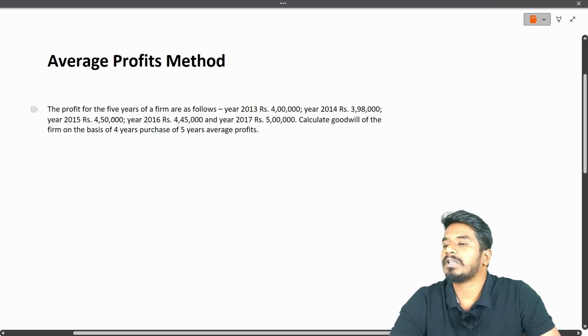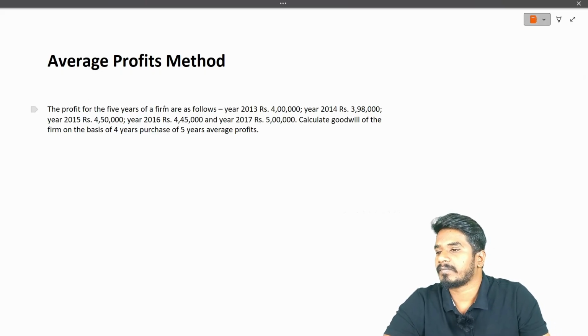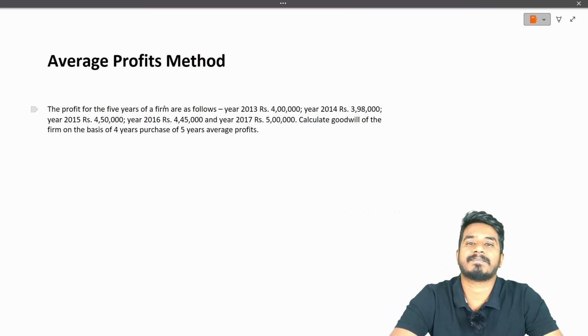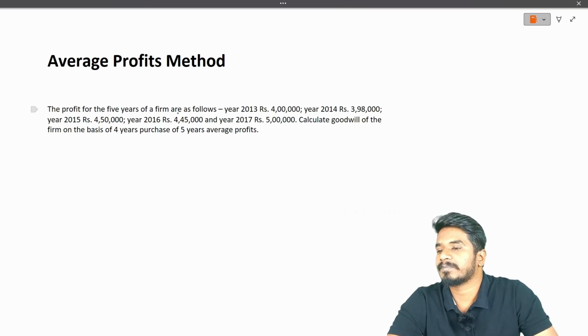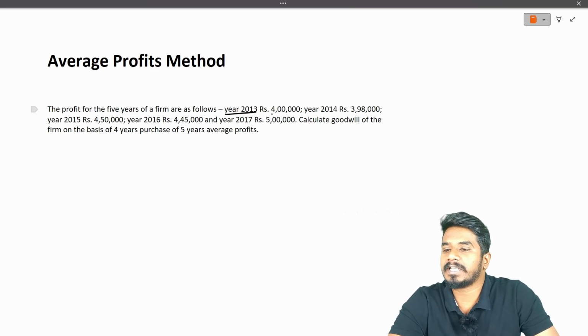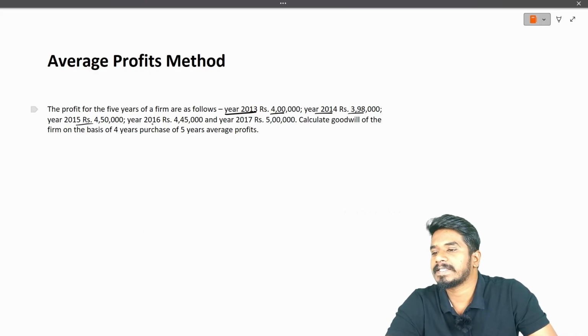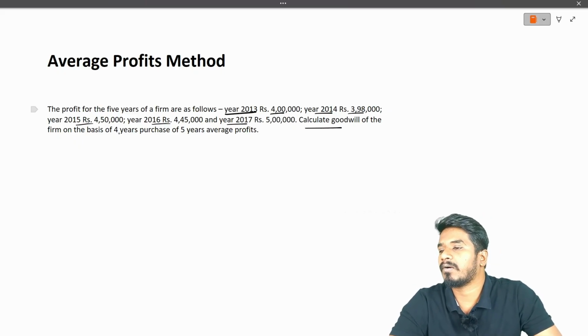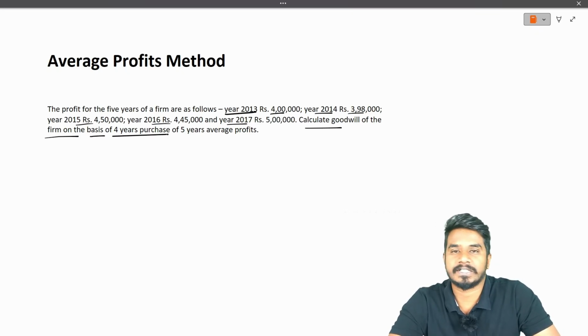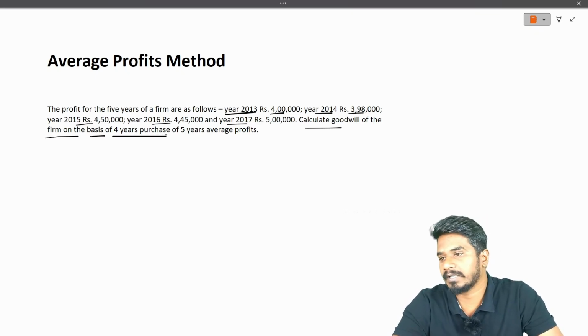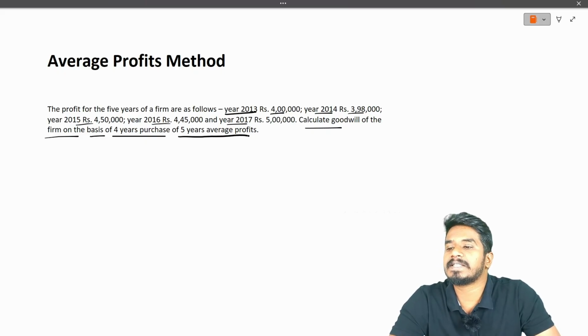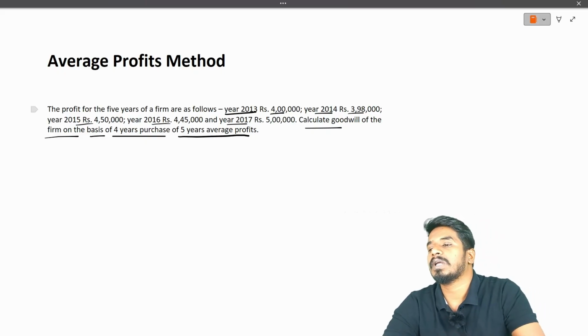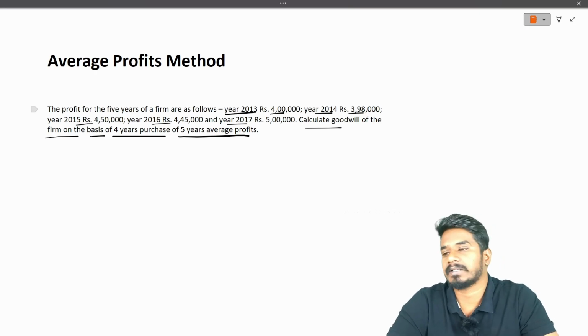The profit for the 5 years has been given. For 2013, it is 4 lakh. For 2014, it is 3 lakh 98,000, then 2015, 2016, and 2017. Calculate goodwill of the firm on the basis of 4 years purchase of 5 years average profits. So let us see how we can calculate that.